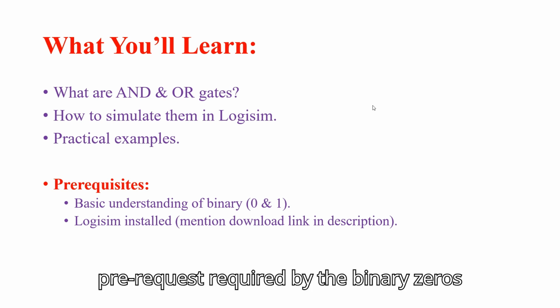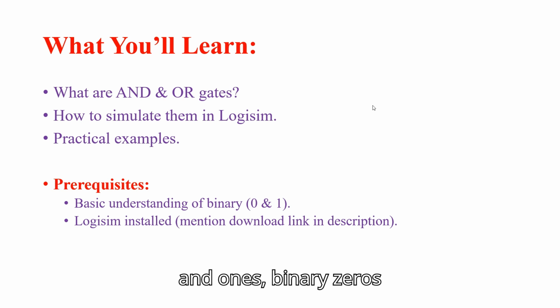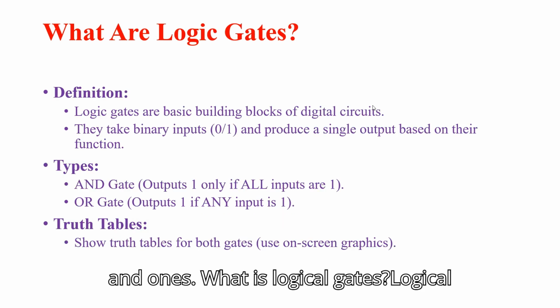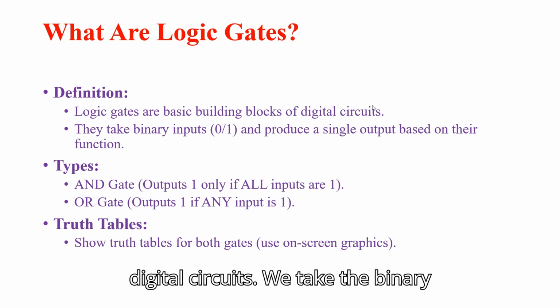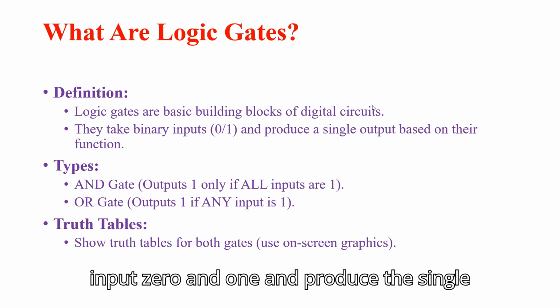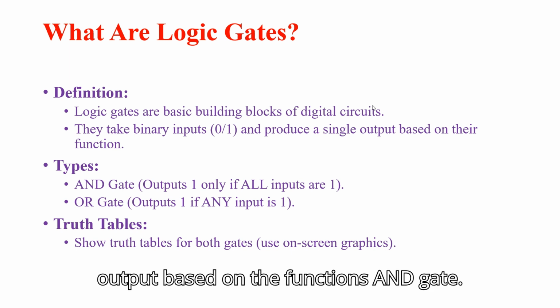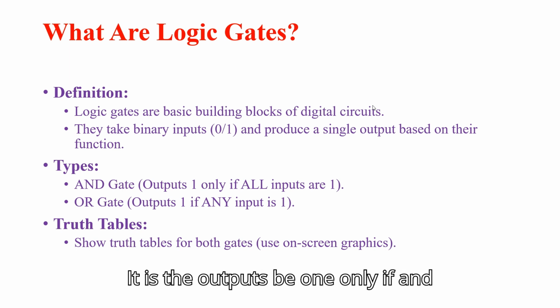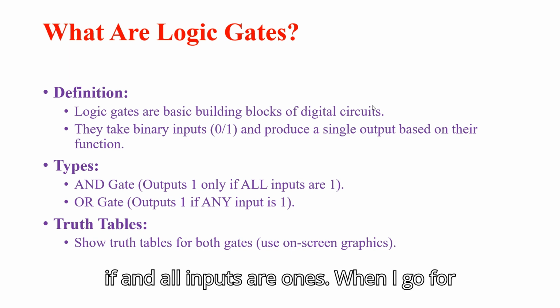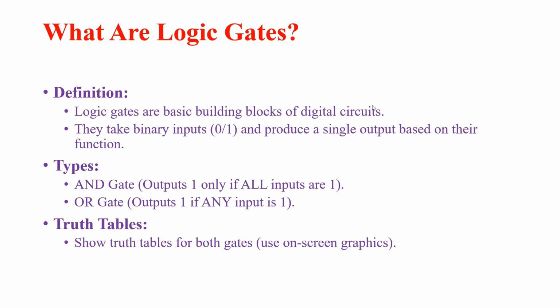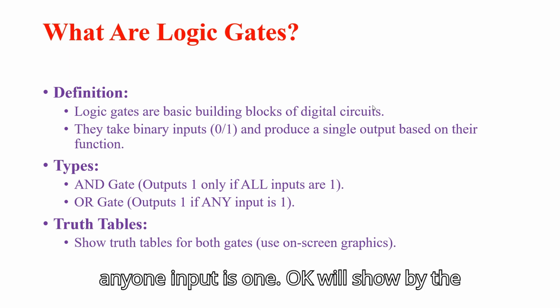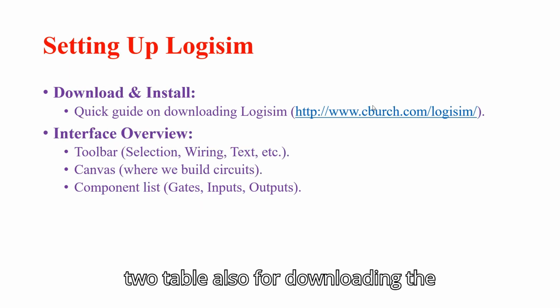The prerequisite is binary, zeros and ones. What are logic gates? Logic gates are the basic building blocks of digital circuits. They take binary inputs, zeros and ones, and produce a single output based on their function. For the AND gate, the output is one only if all inputs are ones. For the OR gate, the output is one when any one input is one. We'll show this with a truth table also.